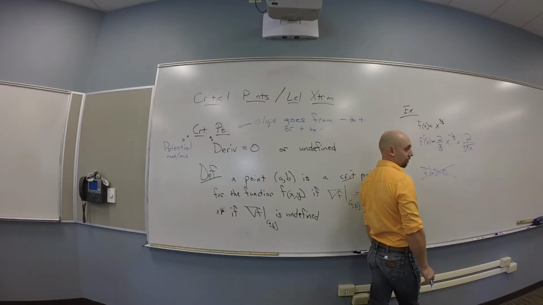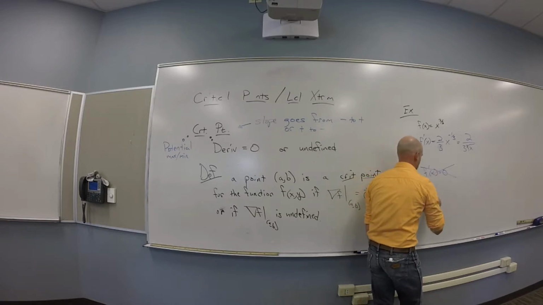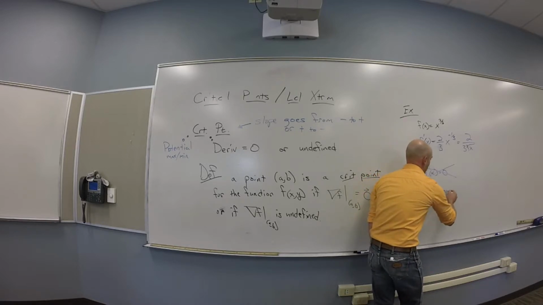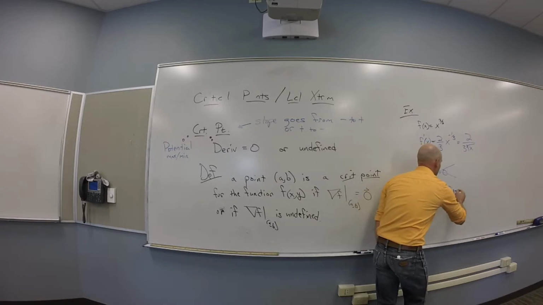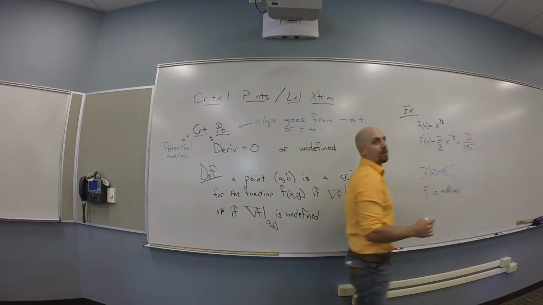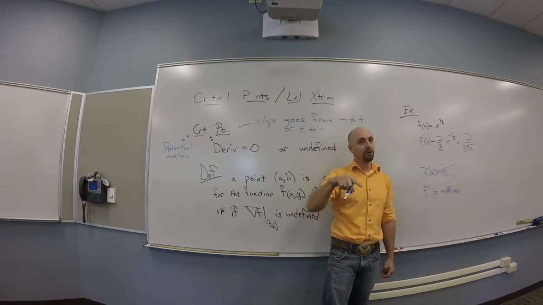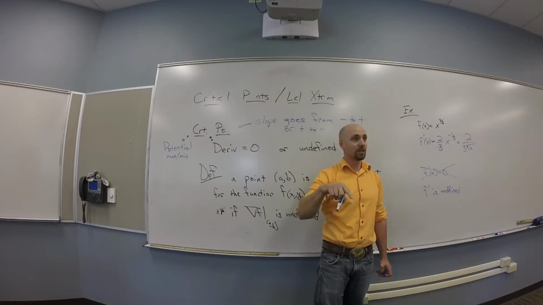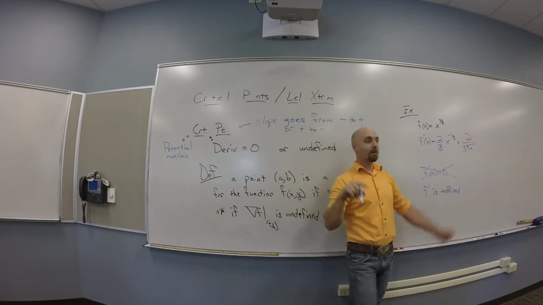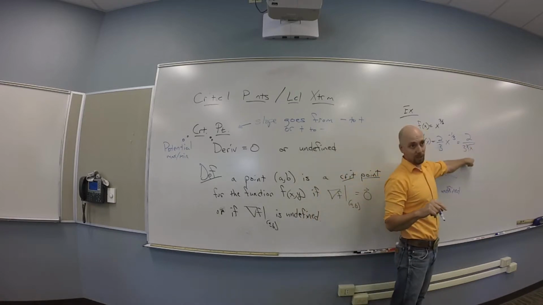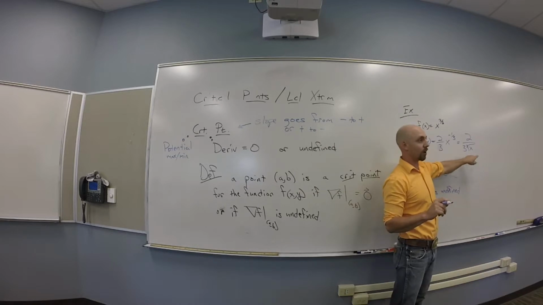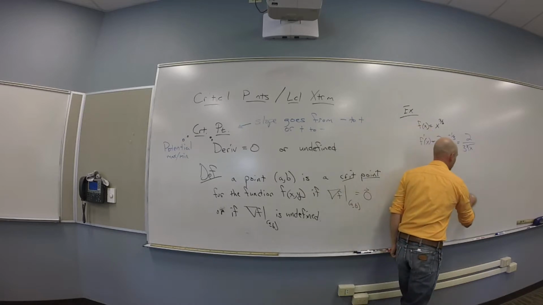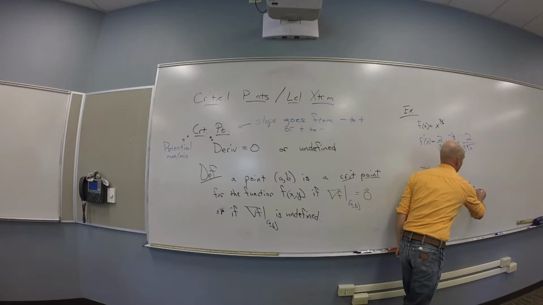When is f prime undefined? When x is less than 0? No. You got too ambitious there, Ben. Because it's a cube root, right? The cube root knows how to deal with negative numbers. What's the problem? Well, I'm dividing by something, right? Oh, when x is 0. So I should worry about when x is 0, right? So f prime is undefined when x is 0.